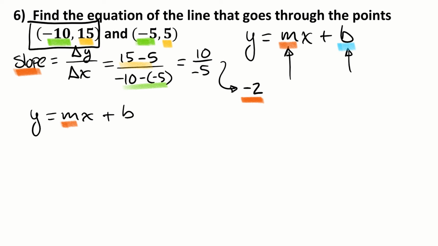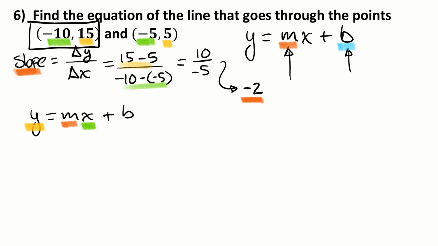But you can see in that point I have both a y value of 15 and I have an x value of -10. So I'm going to go ahead and place my y value 15 in for y, and I'm going to place my x value -10 in for x. The only thing that will not be a number is b, and I can figure out what b is.